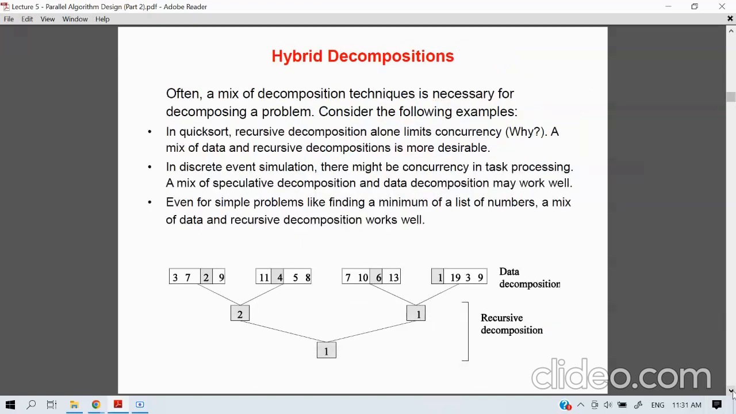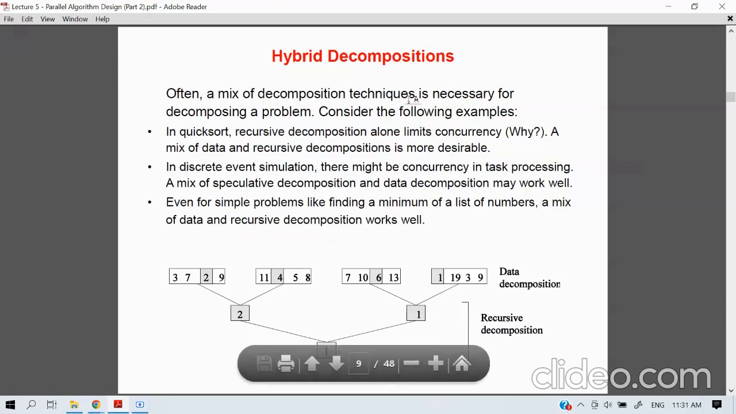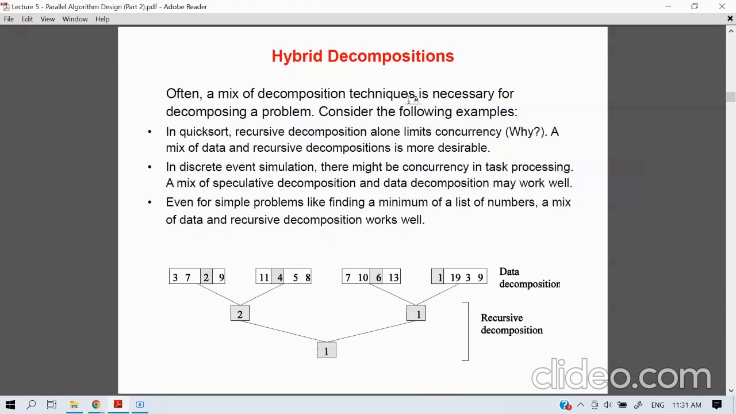Okay, so another decomposition is called hybrid. Tadi dah ada dua kan, speculative and also exploratory. The last one, you might combine those decomposition techniques into one, so it is called hybrid decomposition. Tak semestinya kita boleh guna exploratory saja. Why not combine recursive with data decomposition, or exploratory with recursive, so you can hybrid it.